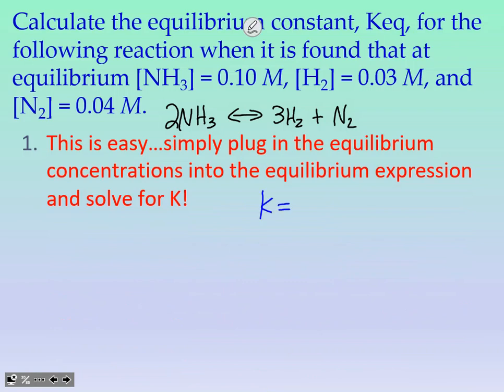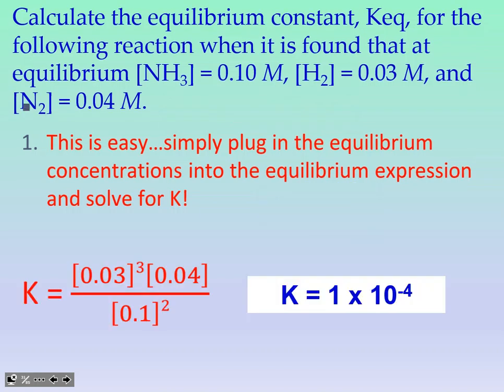K equals the hydrogen raised to the third power times the nitrogen over the ammonia raised to the second power here. Get your expression, plug and chug, and you get your K. So if you're given equilibrium concentrations, you don't have to do anything except plug it in and solve.